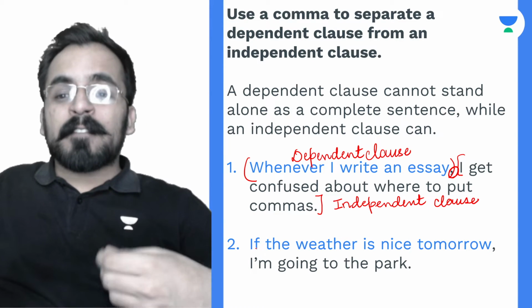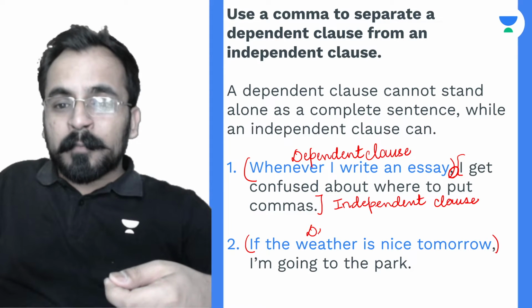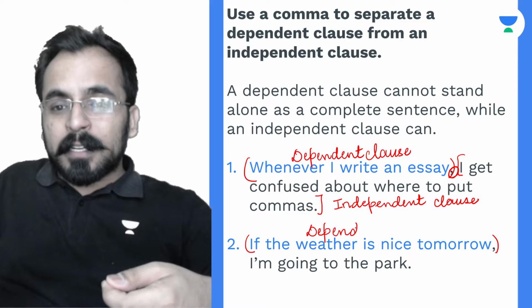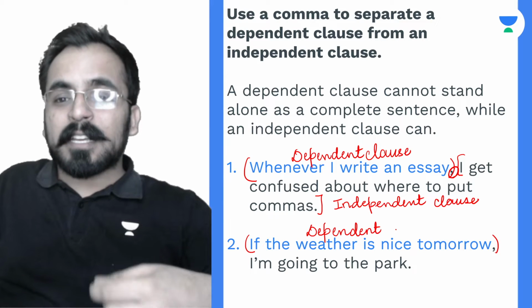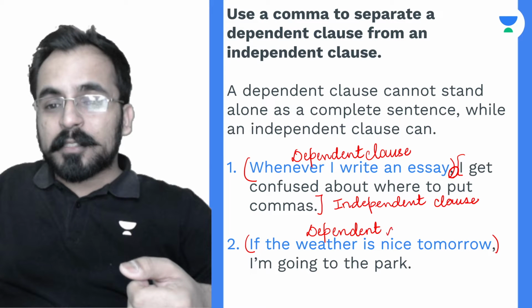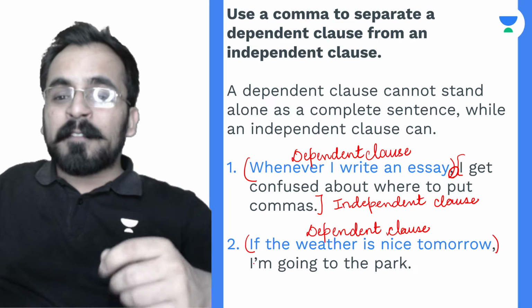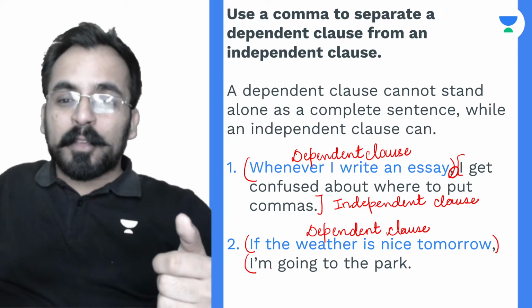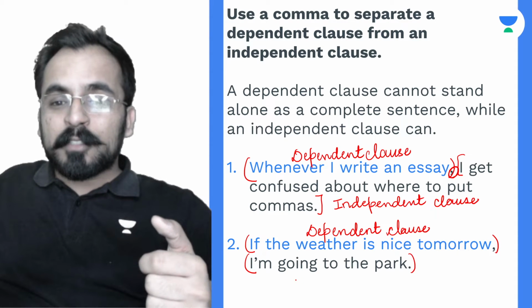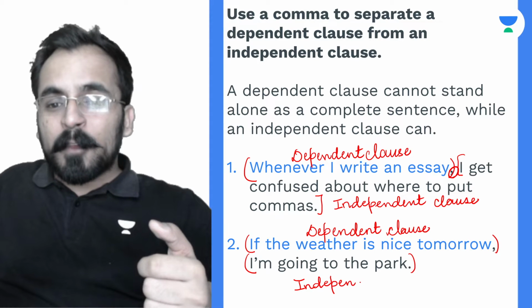Next is, if the weather is nice tomorrow. If the weather is nice tomorrow, that's a dependent clause. It is not a complete sentence. It conveys an incomplete meaning or an incomplete thought. So it's a dependent clause. If the weather is nice tomorrow, I'm going to the park. I'm going to the park is an independent clause, a complete sentence with a complete thought.